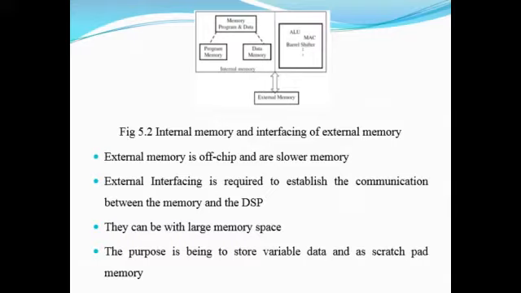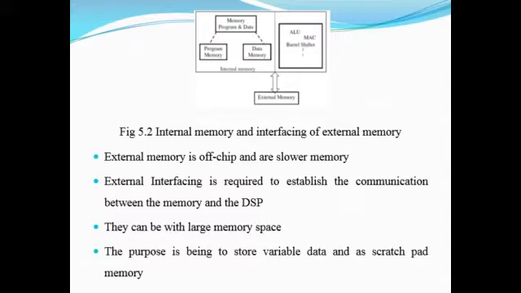Together it constitutes a DSP system, and this DSP system has to be connected to the external memory. The external memory interface for a DSP is as shown in this example. We can see that the internal memory used by the processor is faster, being the on-chip memory, whereas the external memory is not so fast in comparison. External memory is off-chip and slower. As I told you already, internal memory is on-chip and very fast compared to the external memory.